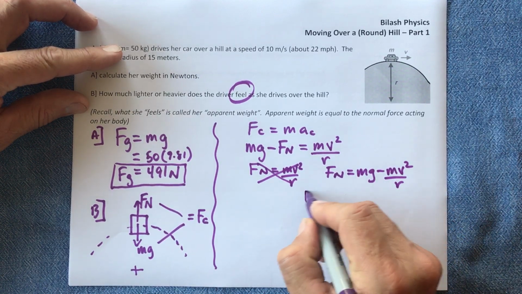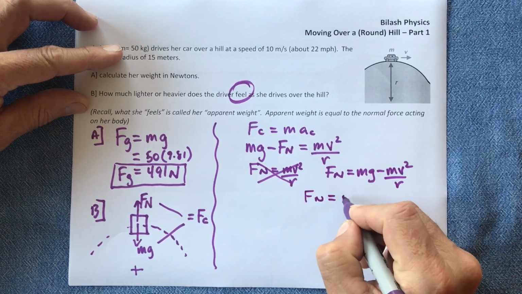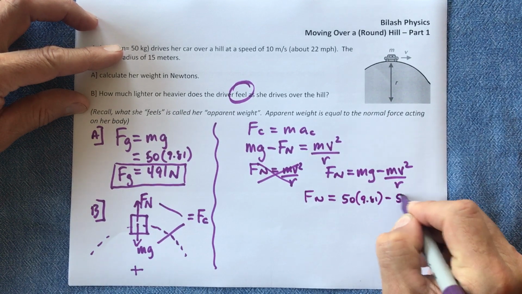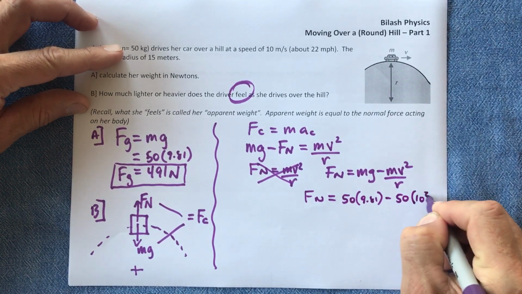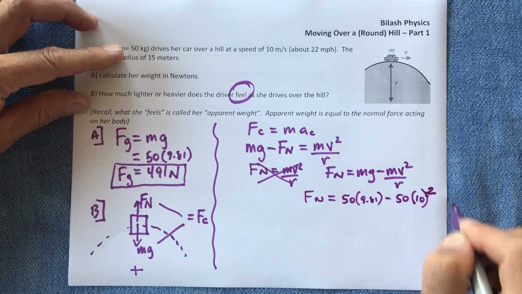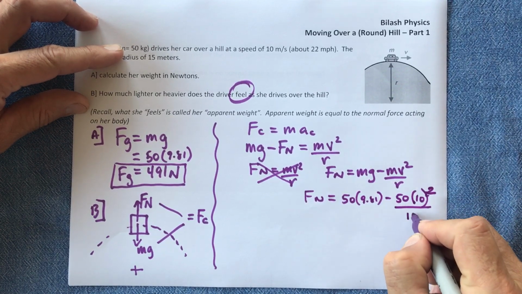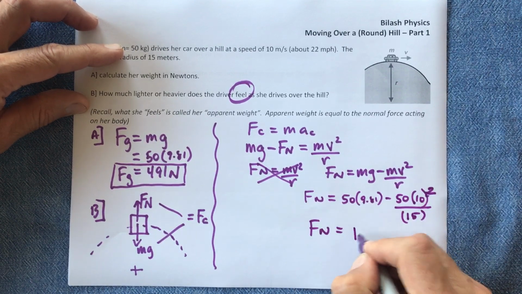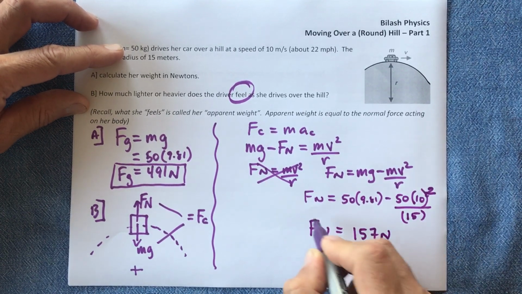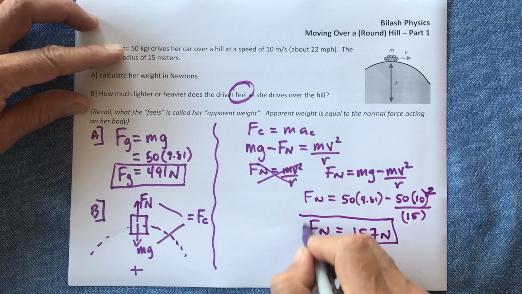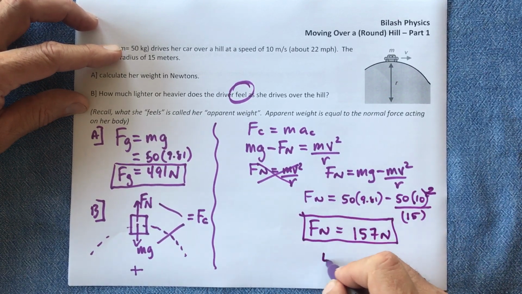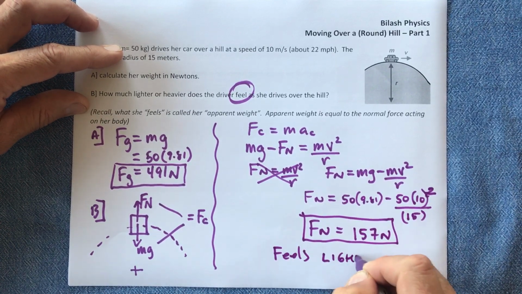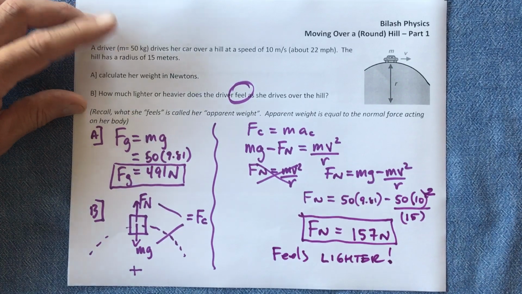So what we can do is we plug in the numbers. Fn is equal to 50 times 9.81 minus 50 times 10 squared divided by 15 meters. And Fn works out to 157 newtons. And that means that she feels lighter.